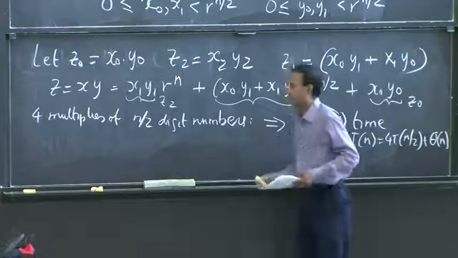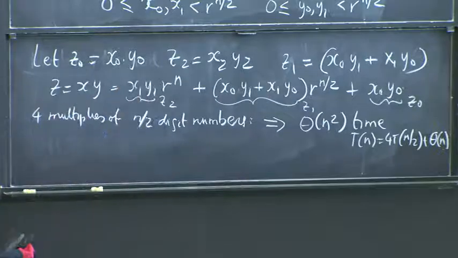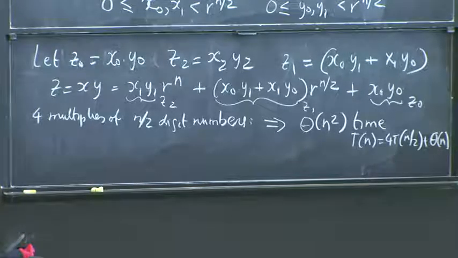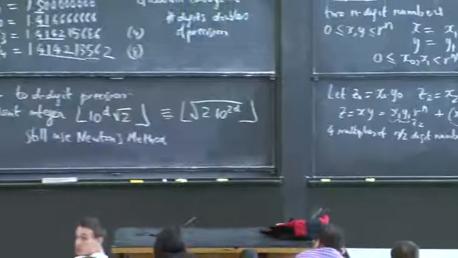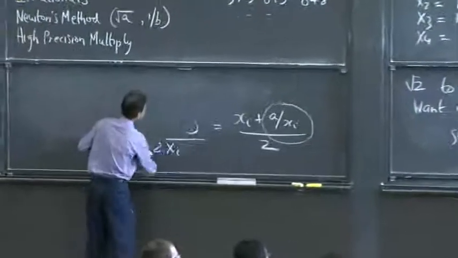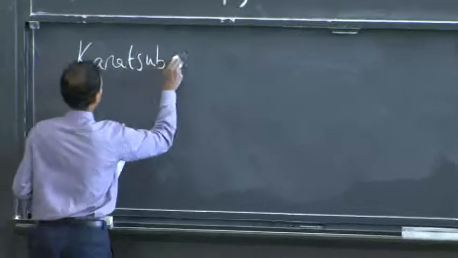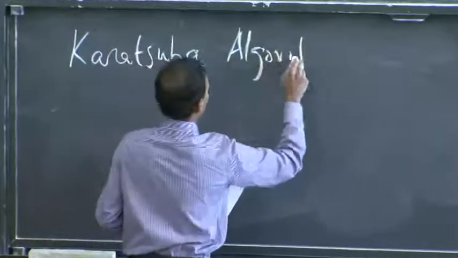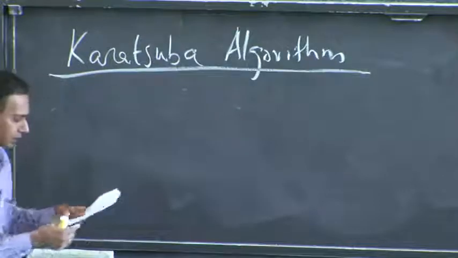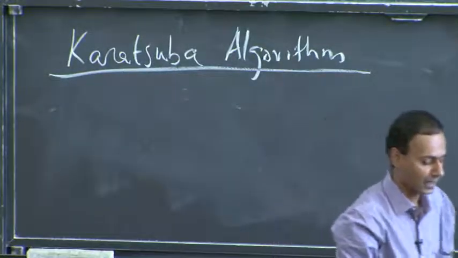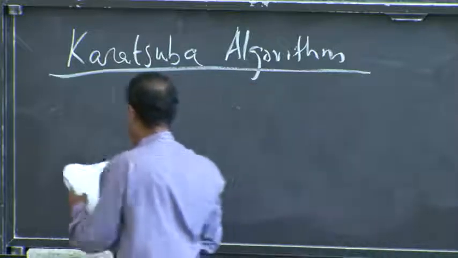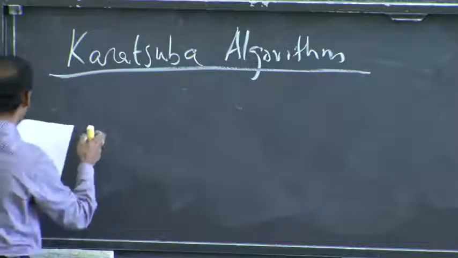And we're not happy with that. We'd like to do better. How do you do better? Well, there are many ways of doing better. The simplest way of fairly substantially lowering that complexity is due to a gentleman by the name of Karatsuba. This is one of those things where if you were born early enough, you get your name on an algorithm.